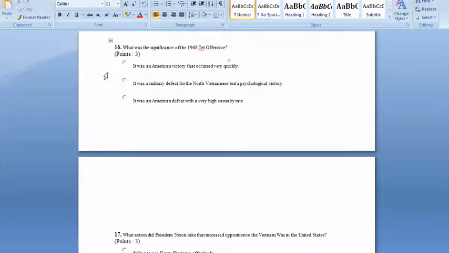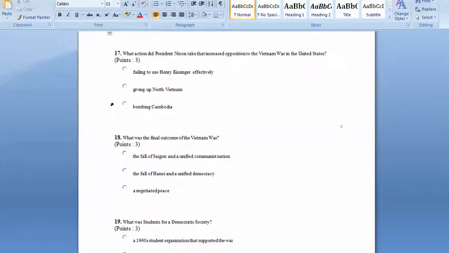Number 16, what was the significance of the 1968 Tet Offensive? It was an American victory that occurred very quickly. It was a military defeat for the North Vietnamese, but a psychological victory. It was an American defeat with a very high casualty rate.